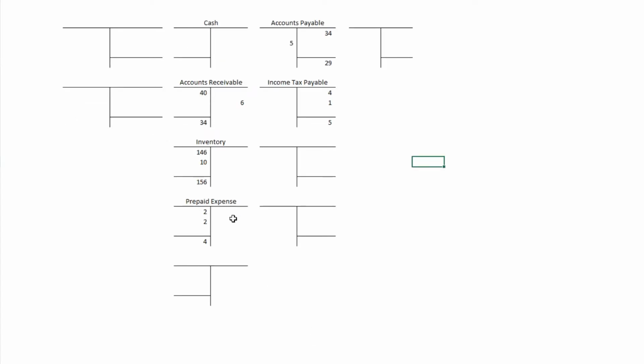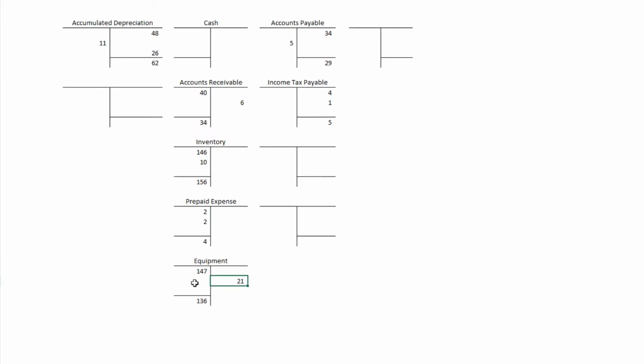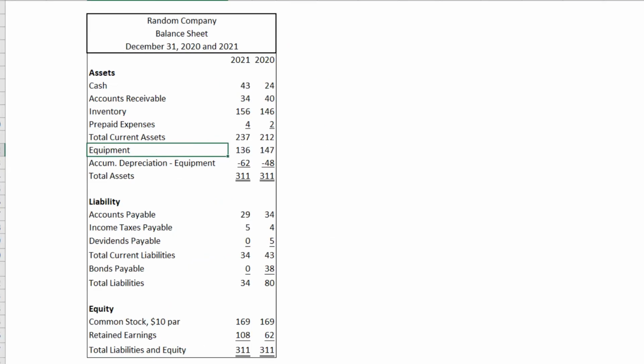And then in our ledgers, accumulated depreciation, boom. And the equipment, right there. So we have the 21 that we sold, that's right here. And then these are beginning balances for equipment. That's on the balance sheet. 147, 136.